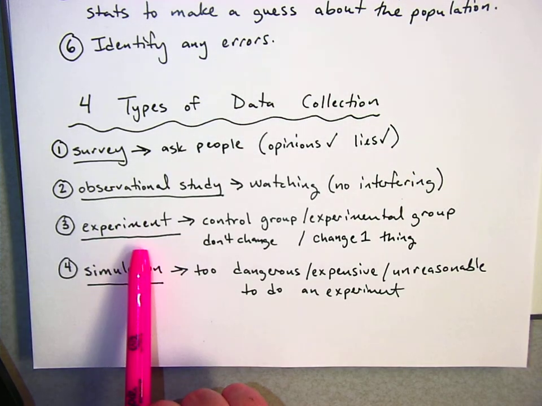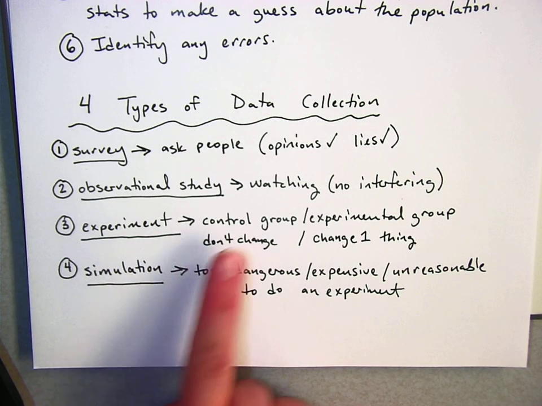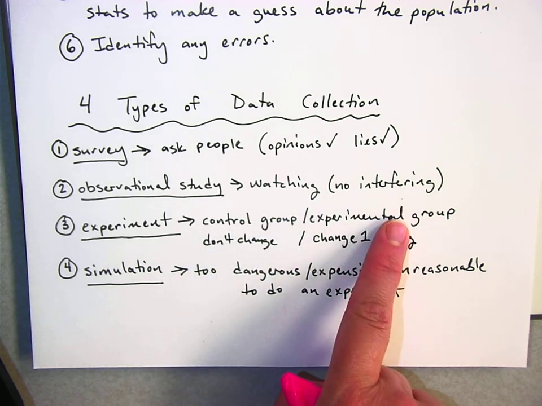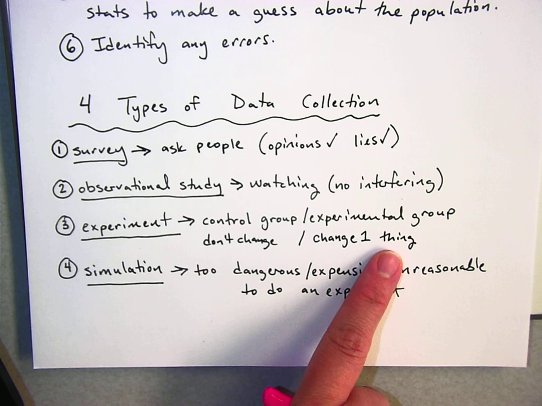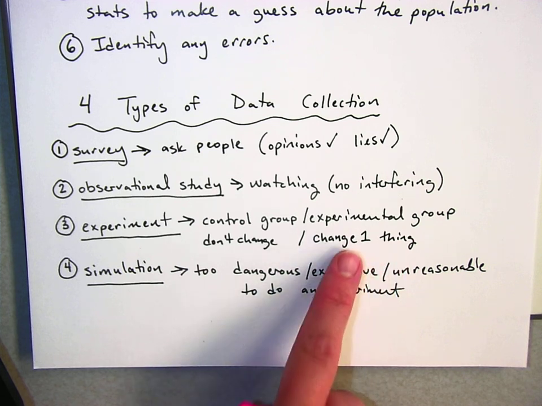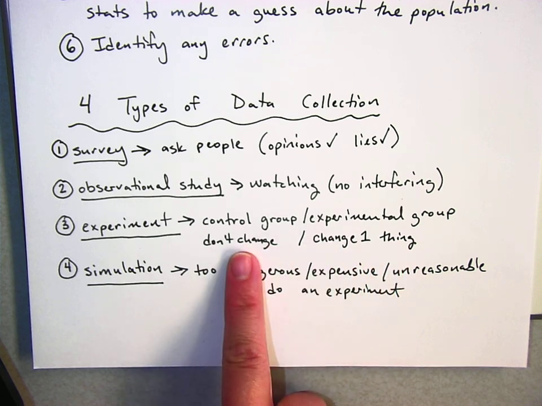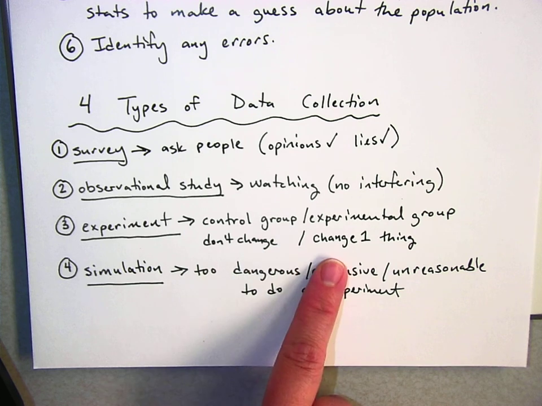An experiment is where you do interfere. This one you have to have a control group and an experimental group. The control group you don't change, and the experimental group you change one thing to compare it to the control group to see if it made a difference. You can't change more than one thing, because then you won't know what caused the result you got.